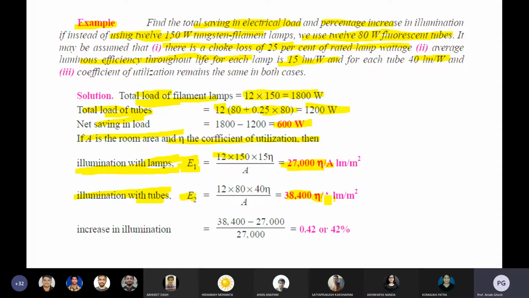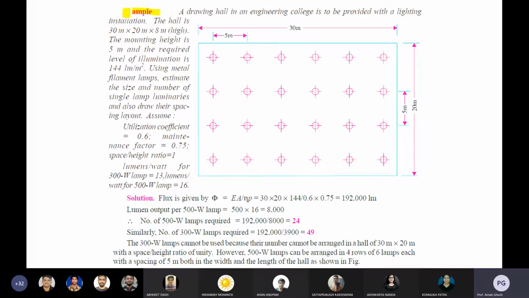Next problem, what you are able to see. You can also note it down in your copy. So what is given? A drawing hall of an engineering college is to be provided with lighting installation. The size of the hall is 30 meter into 20 meter, with a height of 8 meter, and the separation of two lamps is 5 meters. All of you please cross-check it. If there is any mistake, please let me know.